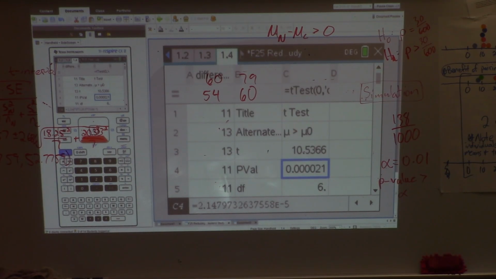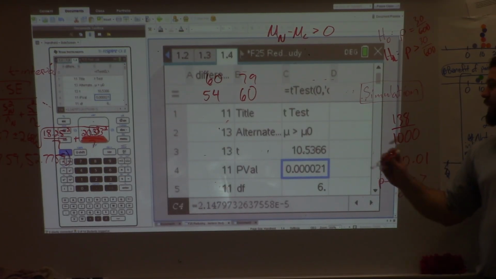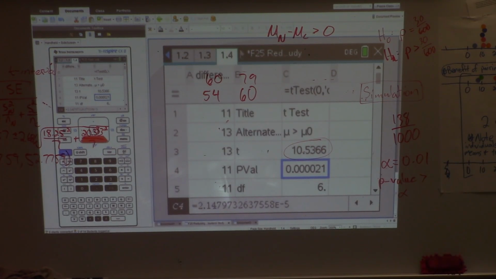Is that p-value lower than alpha or higher than alpha? Lower. So we would reject our null hypothesis. That is statistically convincing evidence. Notice my t is 10.5. That's a really high test statistic. And look at it, almost this entire distribution is above 0.